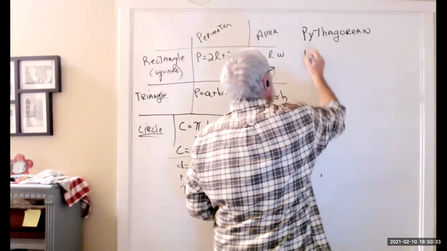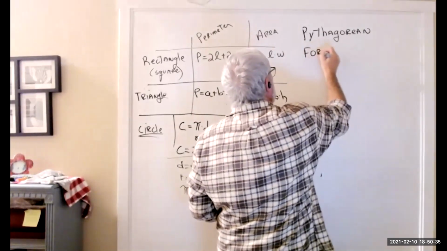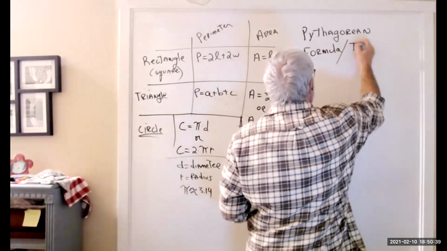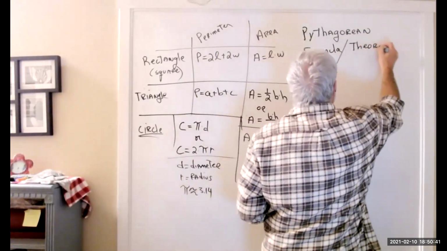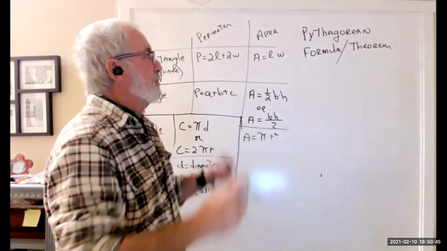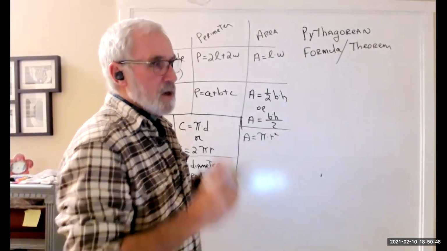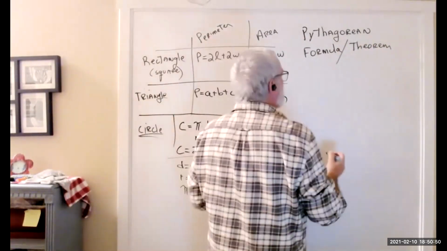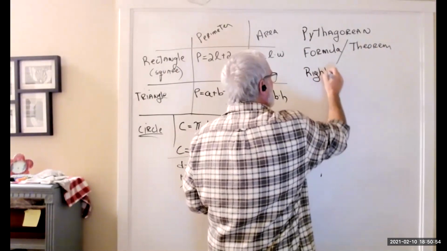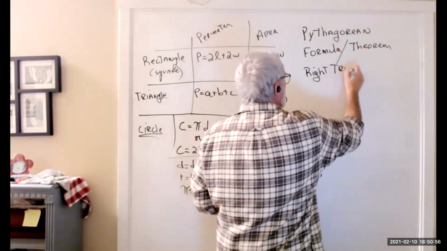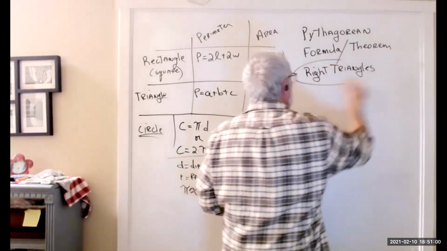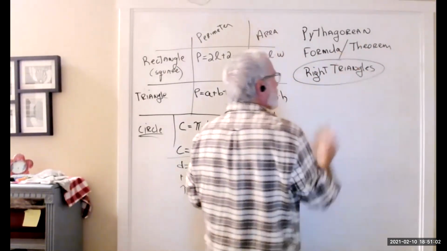Pythagorean. Some of you learned it as a formula. Some of you in your high school learned it as a theorem. The Pythagorean formula or Pythagorean theorem, and it only applies to right triangles. Okay, it only applies to right triangles.